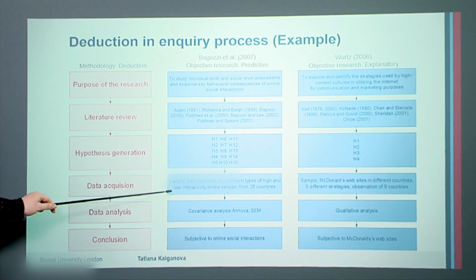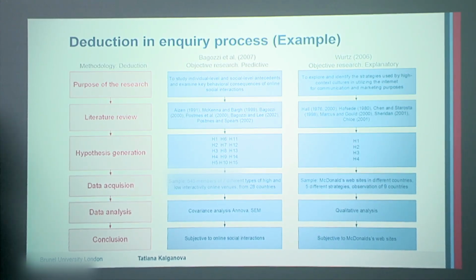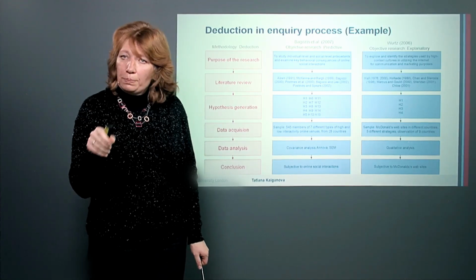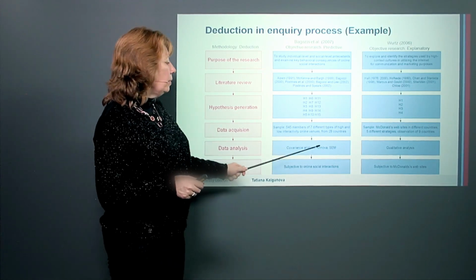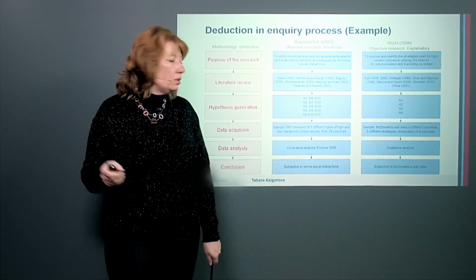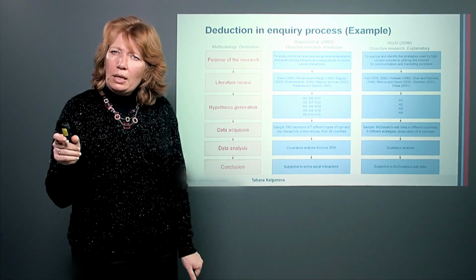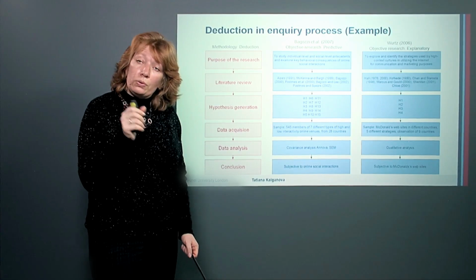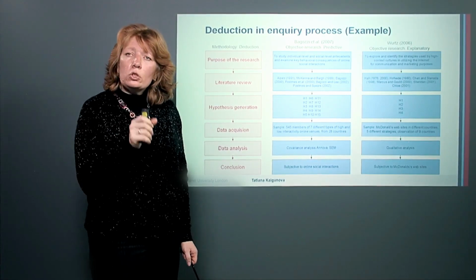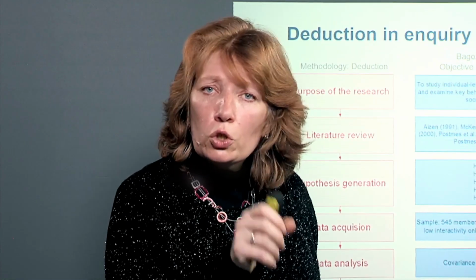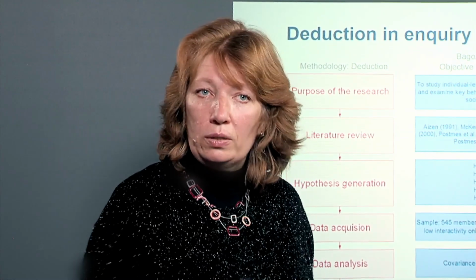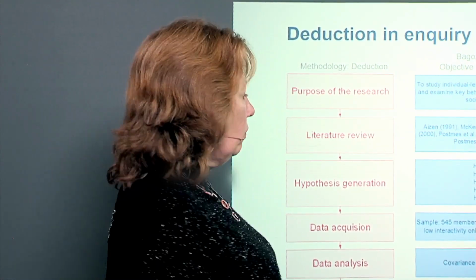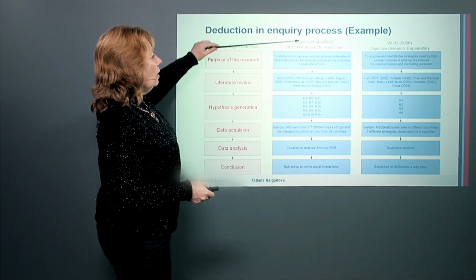Based on our data acquisition, we have done data analysis. For this particular paper, we were using covariance analysis using ANOVA and SAM. Can you see that for analysis of this data, 2 different techniques have been used? These 2 different techniques have been used to ensure we eliminate our subjectivity. Let's have a look and come back to our analysis.